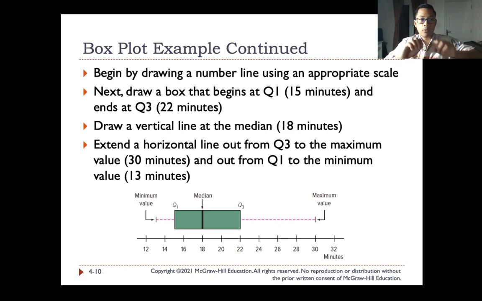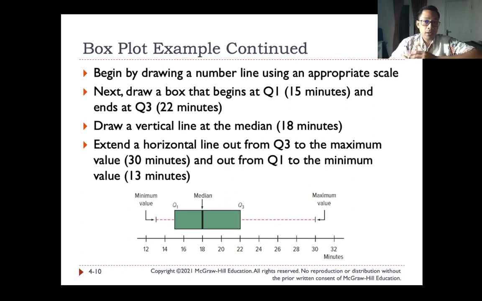Okay, so we're going to extend a horizontal line from the Q3 to the maximum, and a horizontal line from the Q1 to the minimum value. And so we have the following box plot. So what can we say about the shape of the distribution? If you look at the box plot, the box plot reveals that the data is positively skewed.